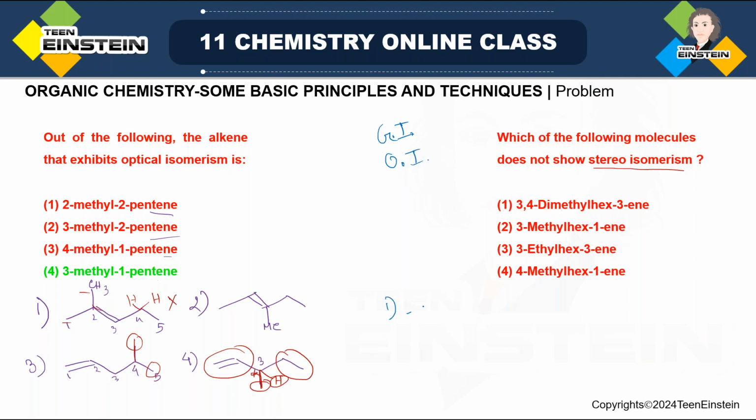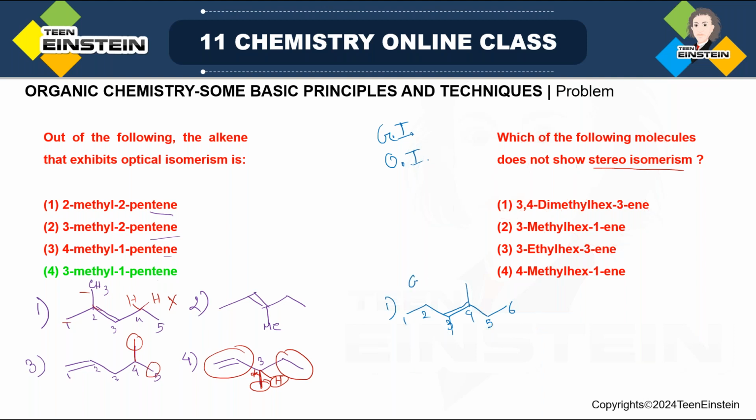3,4-dimethyl hex-3-ene. So this is hex-3-ene: 1, 2, 3, 4, 5, 6. At the 3 position there is a double bond. Now at the 3 position there is a methyl group, and at the 4 position there is a methyl group. So is stereoisomerism possible or not? Here stereoisomerism is possible, but which one?